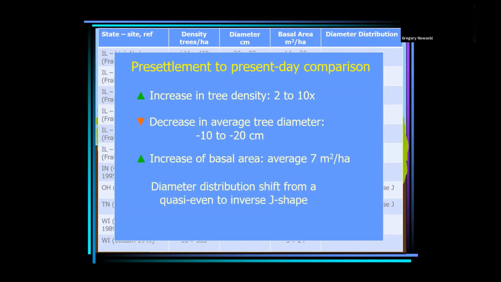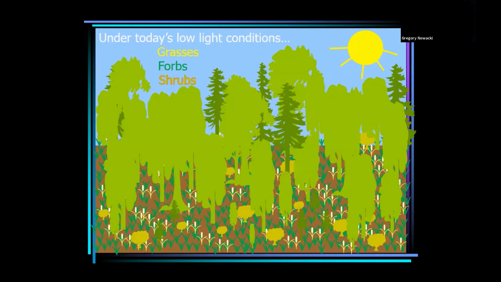And lastly, this dramatic shift away from this kind of quasi-even distribution of small and medium stems to one that's inverse J-shaped, loaded with small and medium-sized diameters today. So tremendous shifts, both compositionally and structurally.